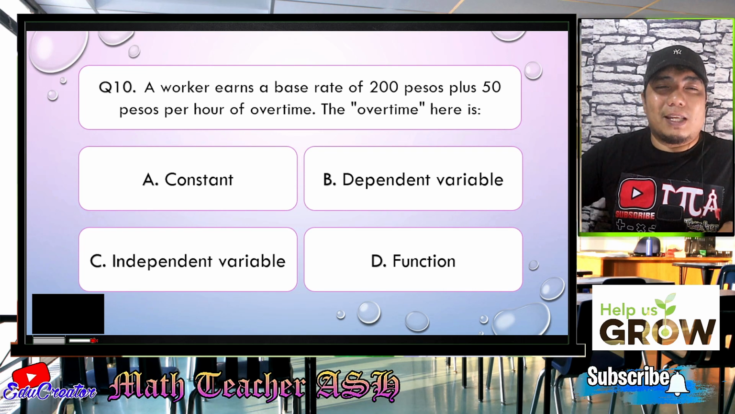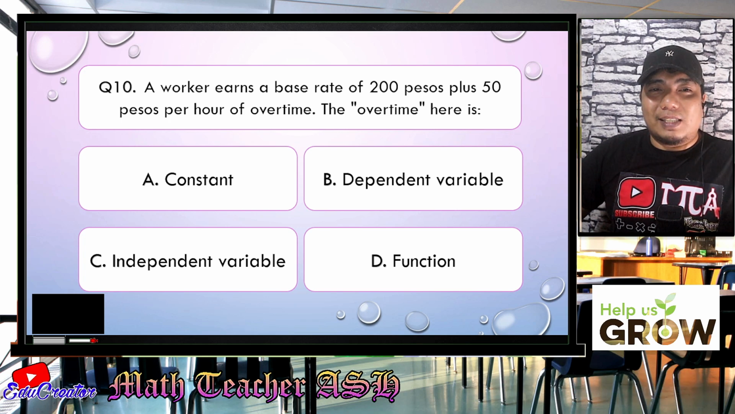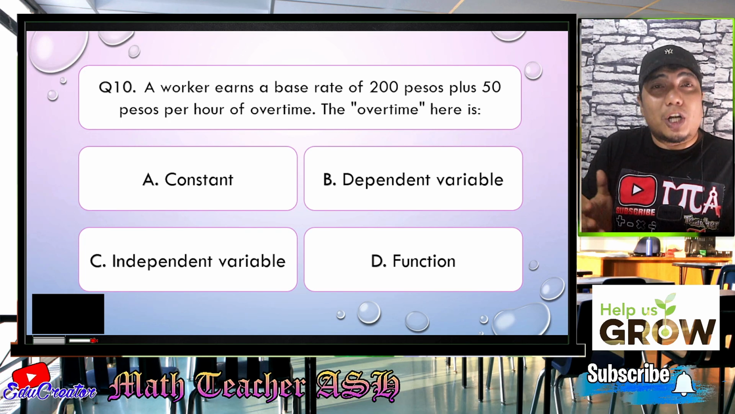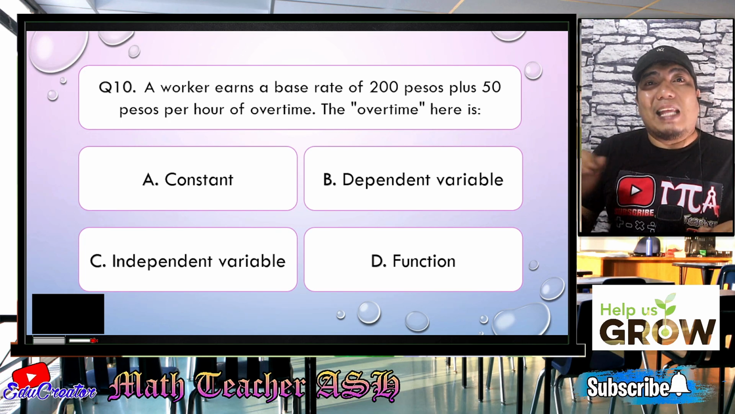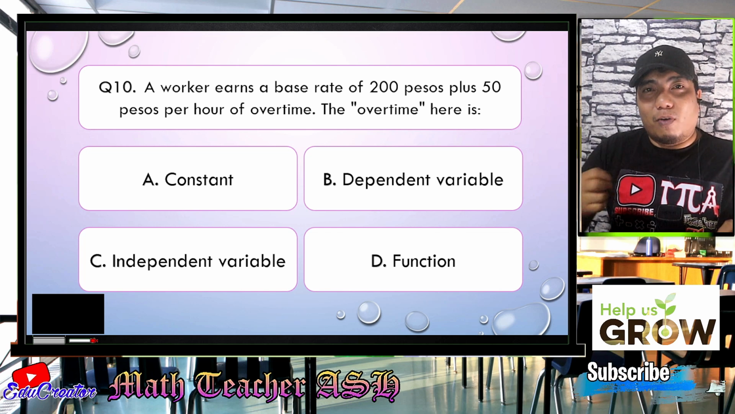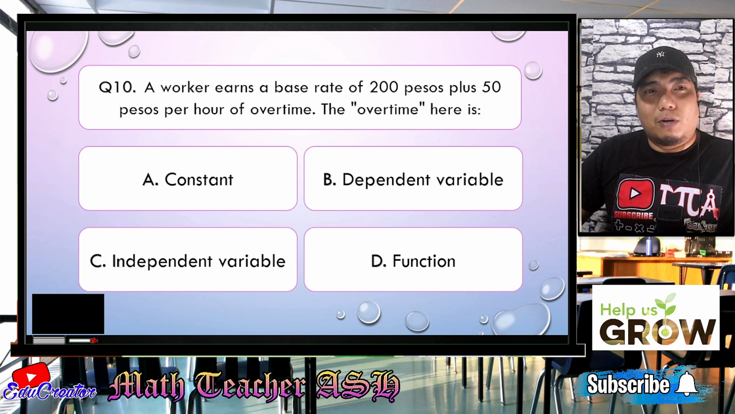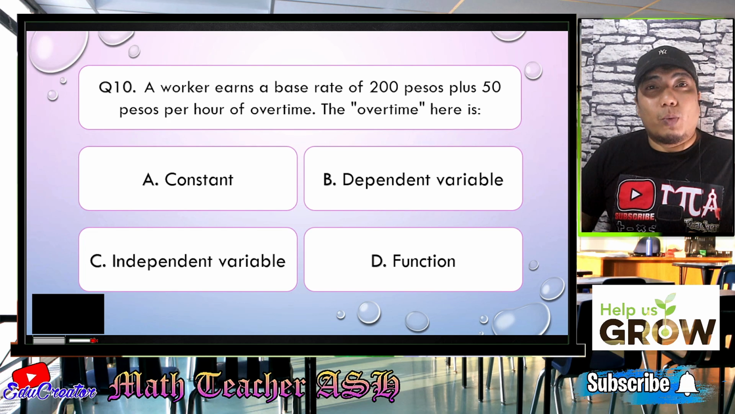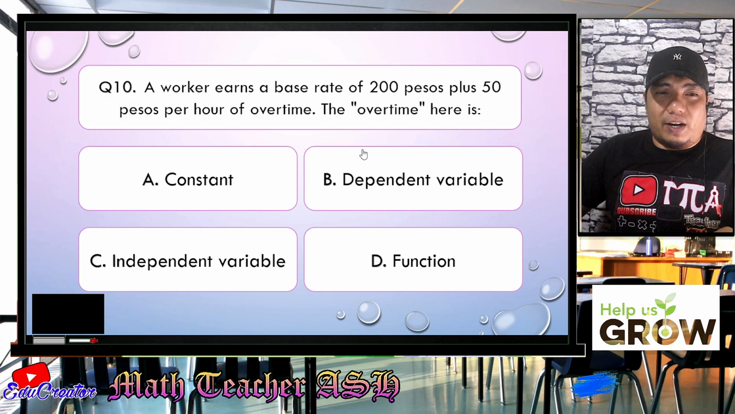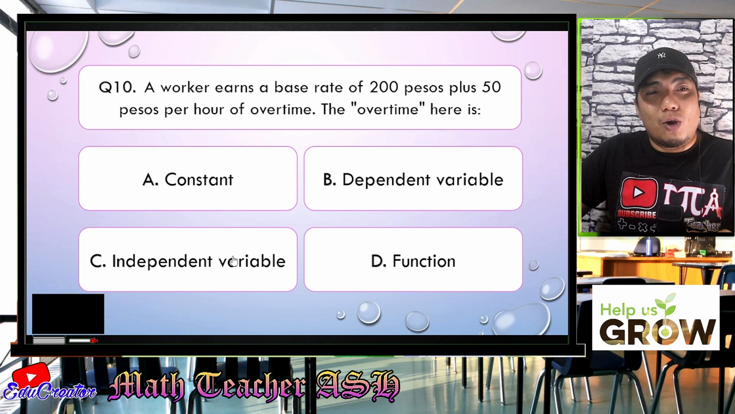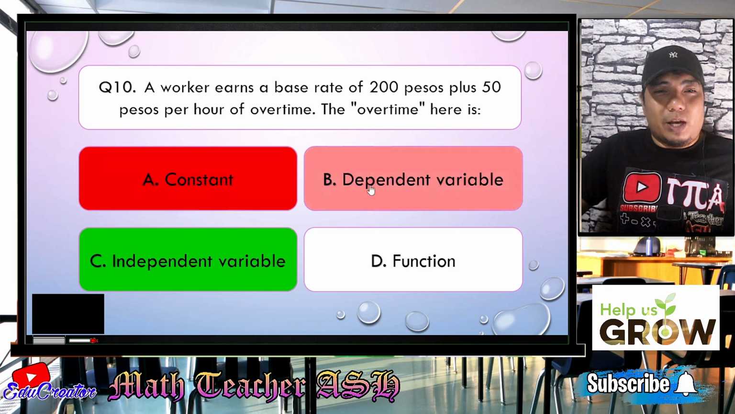Basically, my dear math learner, if that is the case, then whatever the worker earns will be the dependent variable. But the number of overtime hours he works in a given job or project, that is what we call the independent variable. So basically, that is the value of x. All right, so we are correct, my dear math learner.